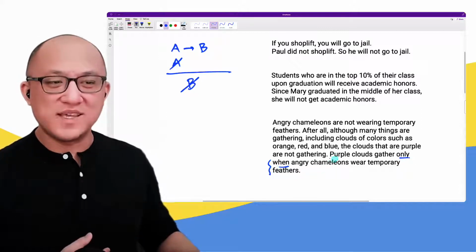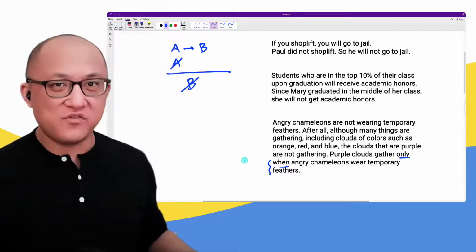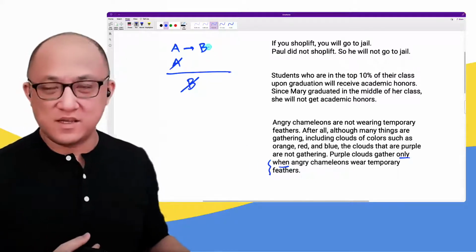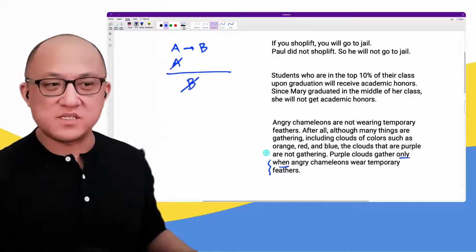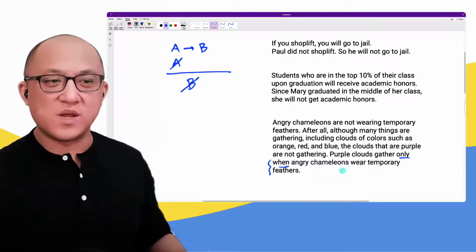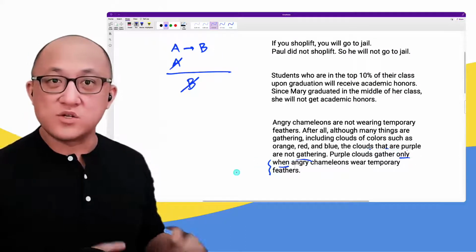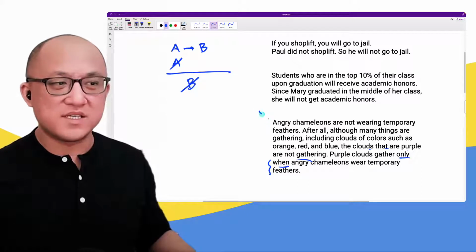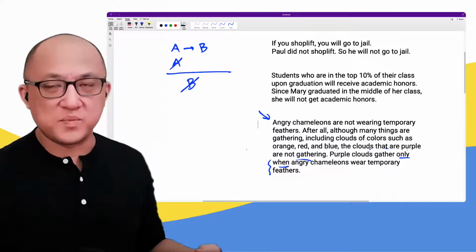And so you could think of this as purple clouds gather is like if. It's the A. Angry chameleons wear temporary feathers is like the B. And do you see, they do give us some irrelevant stuff, but there's another premise that says the clouds that are purple are not gathering. So they're trying to say not A, and then the first sentence is a conclusion. So they're trying to say, therefore, not B.